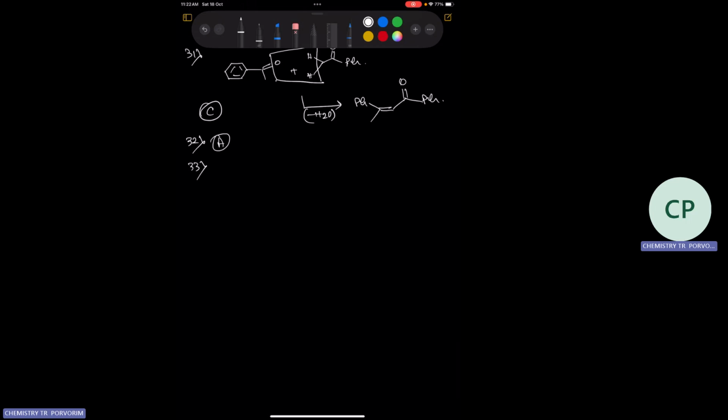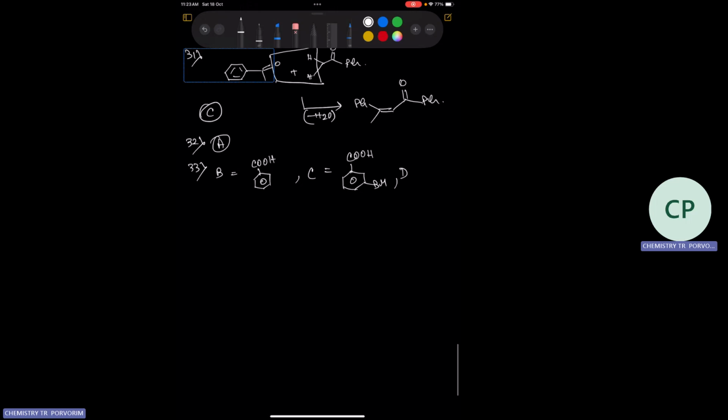Question 33, option B: B product will be what? B product will be benzoic acid. After that, B product, if we use bromine with FeCl3, we are getting C, which is COOH with the bromine. And if we are preparing D, we use C2H5OH. So in that case, the product mechanism is like this.